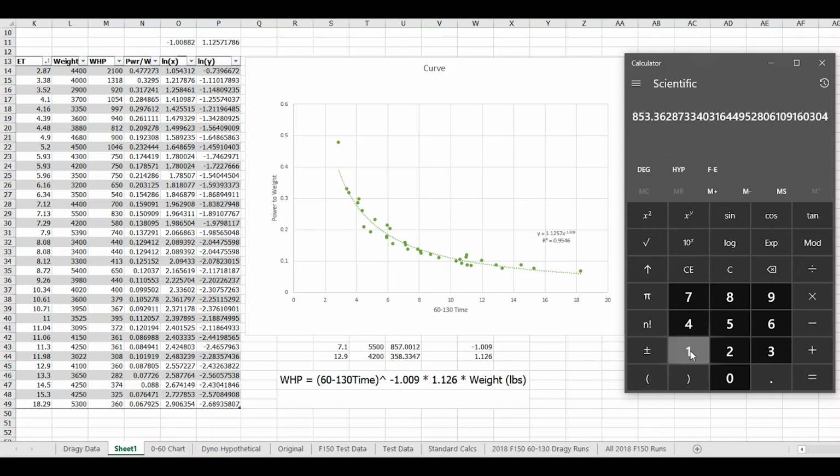So as another test, I had a car run a 12.9. So if we take that 12.9 and we again take that to the power of 1.009, multiply that by 1.126, and then multiply that by the weight of the vehicle at 4,200 pounds. And that gives us 358 horsepower.